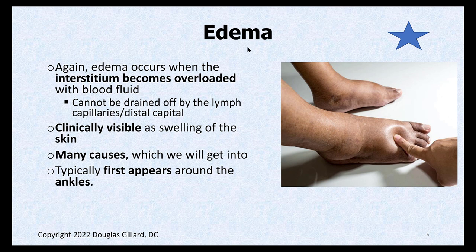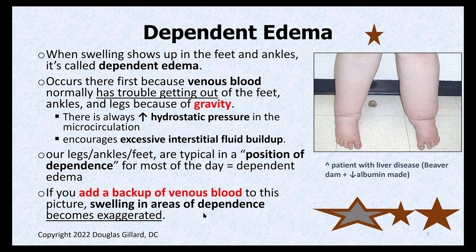When edema shows up, especially if it's a generalized edema, it typically shows up in areas that are dependent, in a position of dependence with regard to gravity. You're probably sitting at a desk right now or standing. Your feet and ankles and legs are said to be in a position of dependence. So how does blood get out of areas that are in a position of dependence? It ain't easy, and it depends on gravity whether or not that blood can get out easily. Edema first shows up around the ankles like this because we have gravity working against blood being removed out of the lower extremities. There's a severe case of it here. When swelling shows up in the feet and ankles, it's called dependent edema.